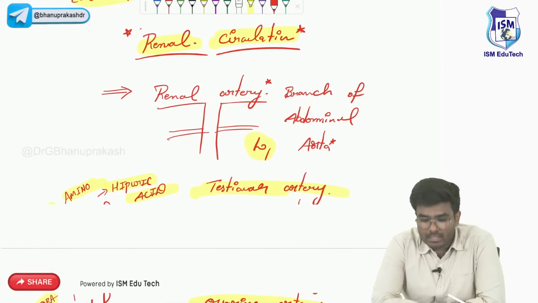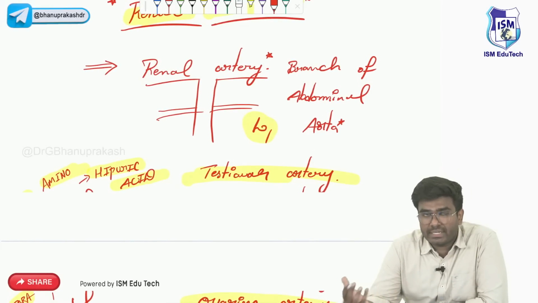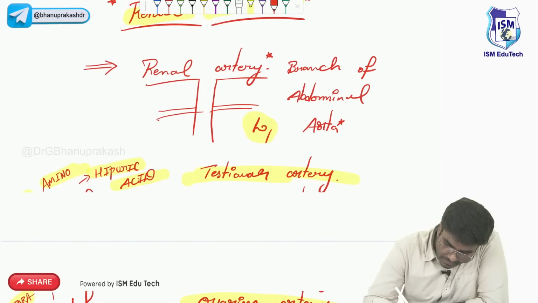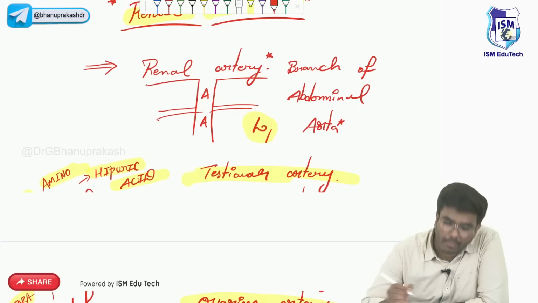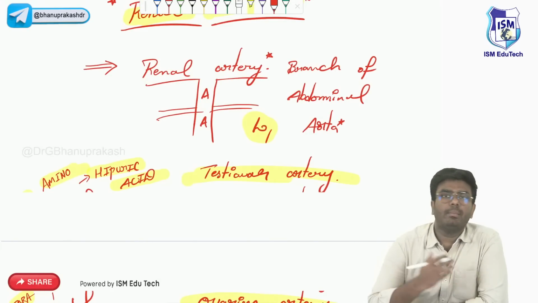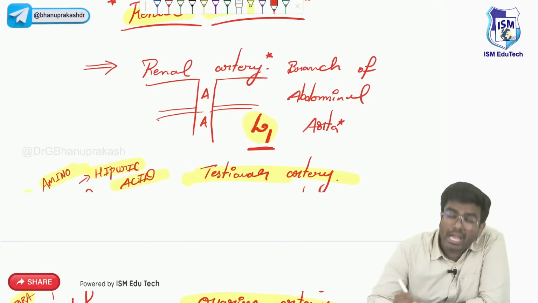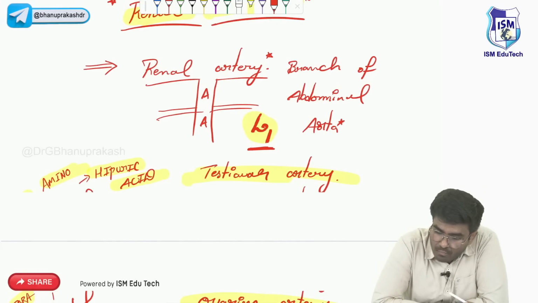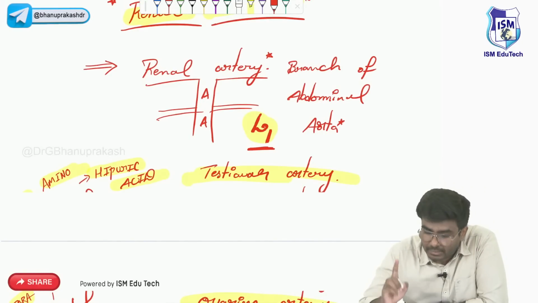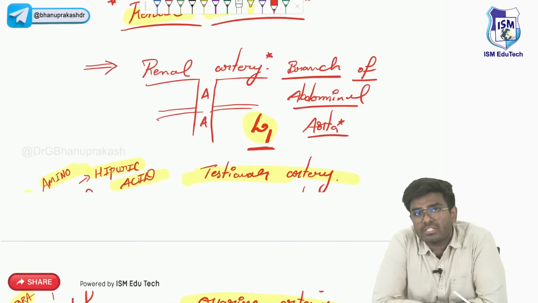Now, let's jump into the topic of renal circulation. First thing, who is bringing the blood to the kidneys? It's the renal arteries. From the abdominal aorta, the renal artery emerges, and it brings blood to the kidneys. The renal artery emerges at the level of the L1 vertebra. MCQ, very, very important: renal artery originates at which vertebral level? L1. It's a direct branch of the abdominal aorta.